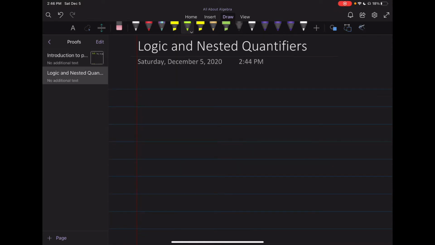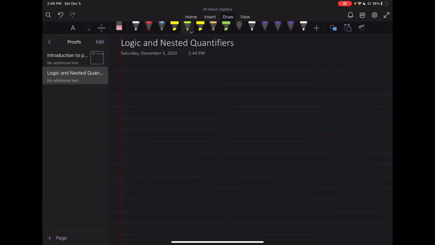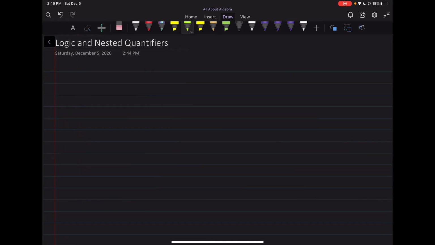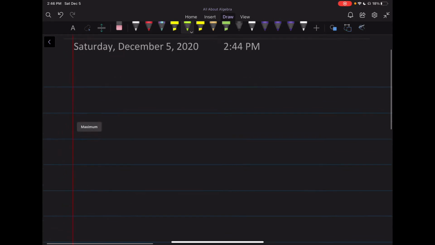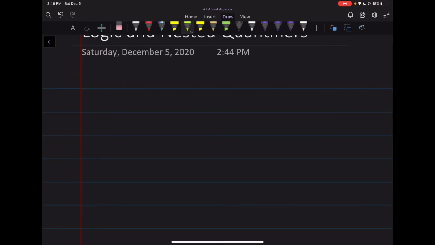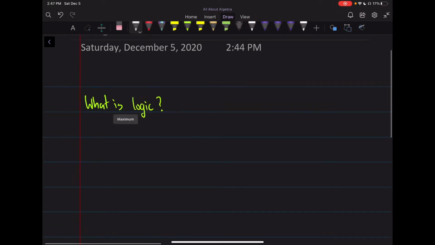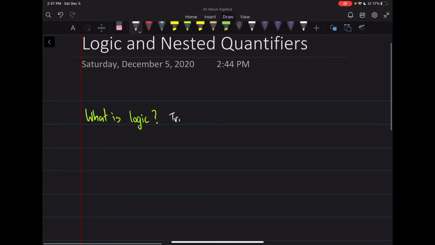Well, today we're going to be focusing on logic and nested quantifiers. Well, what is logic? Logic is simply, we can consider logic as kind of like a true or false value. So if something is true or if it's false.